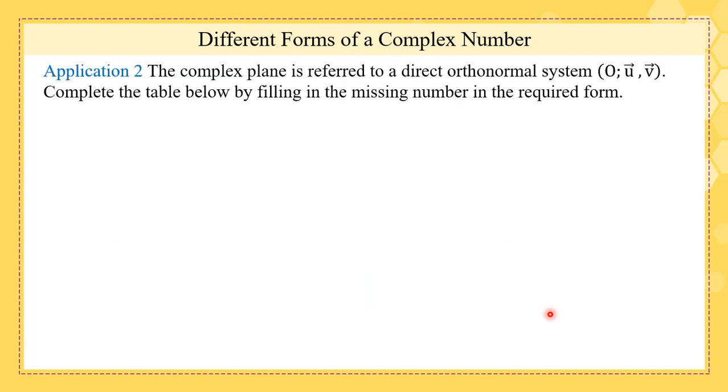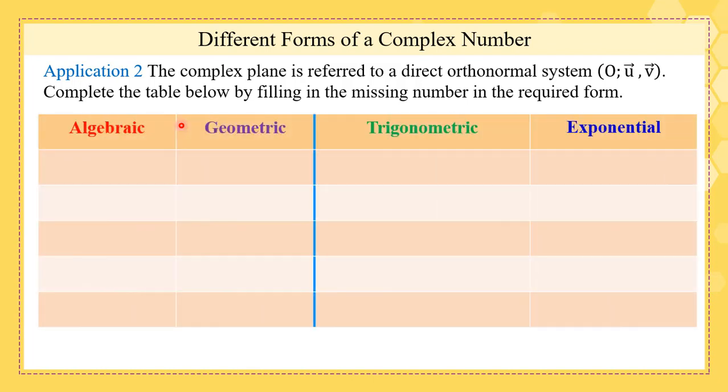Now let's see the second application. We need to complete the table by filling in the missing number in the required form. Now here try to use the calculator, and the first cell that appears in each row would be the given, and you have to find the 3 other forms.